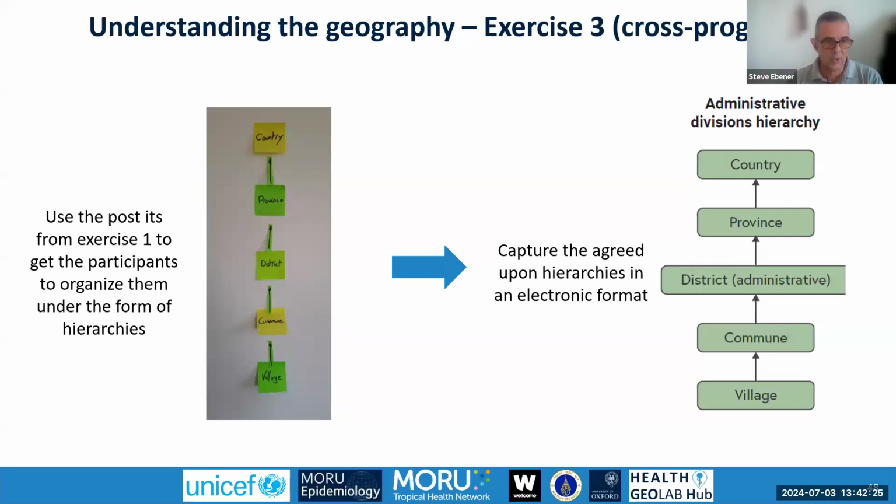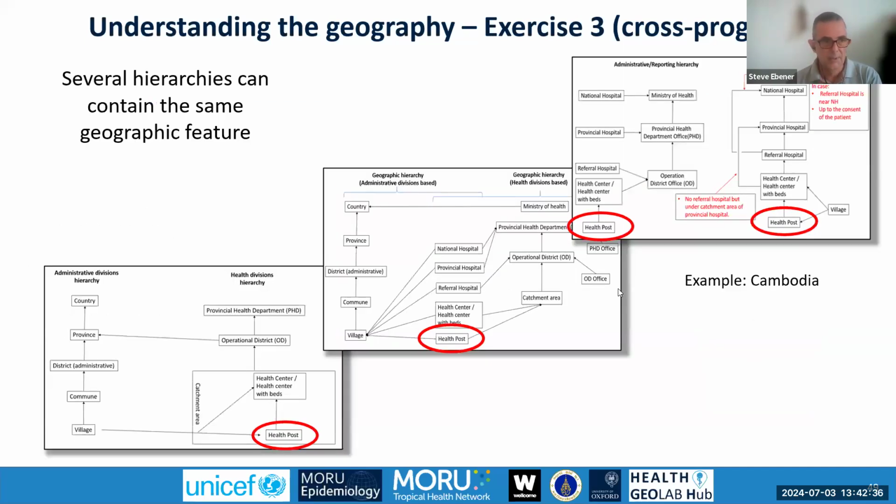You will take a picture at first, but then you will convert that into an electronic format so that you have something that can be reused for the rest of the process. What's important to keep in mind, and you have here an example of an exercise we conducted with Cambodia a few years ago, is that a given geographic feature can be part of several different hierarchies, right?